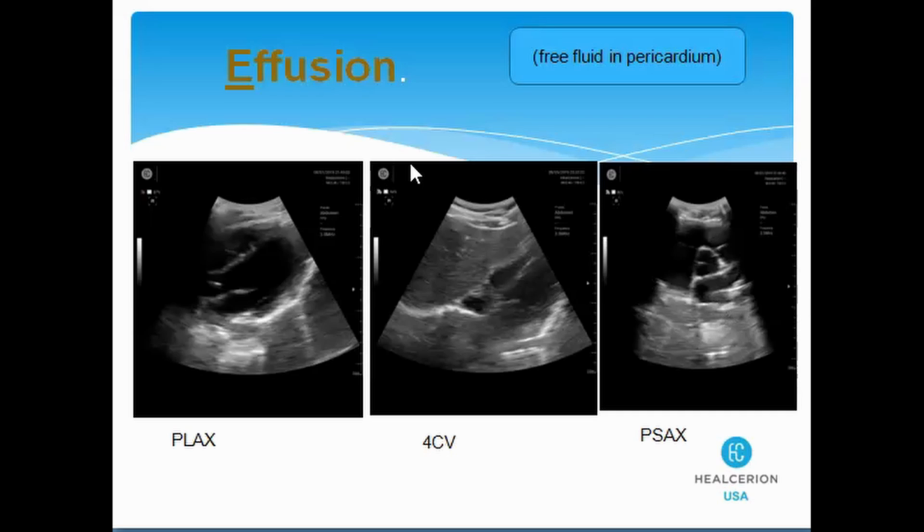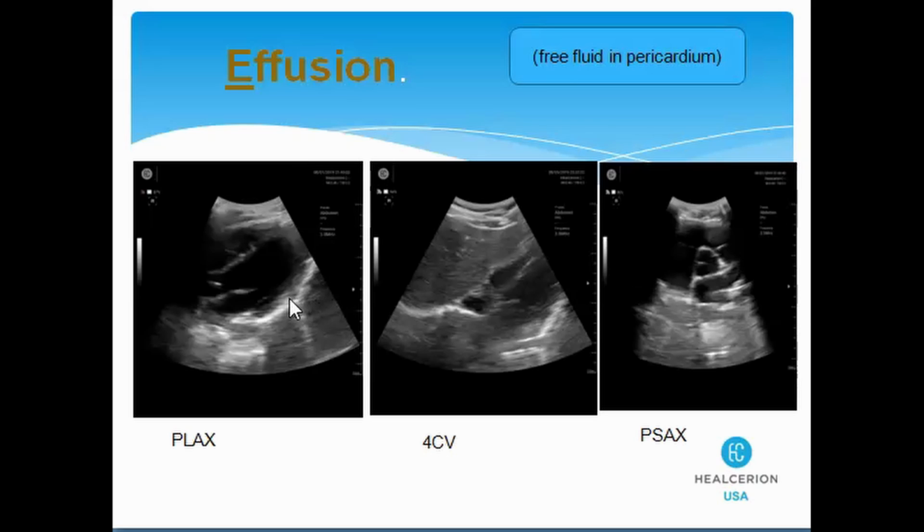So lastly is the effusion. So if you look at over here, this is the parasternal long axis view. This is the 4-chamber view, and this is the parasternal short axis view at the aortic valve level. So in all these views, you can very easily look for the effusion.